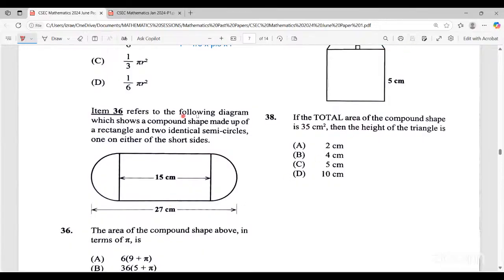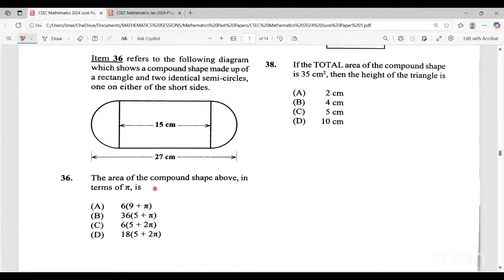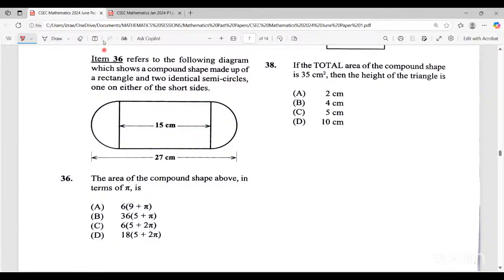Identify for the following diagram, which shows a compound shape made up of a rectangle and 2 identical semicircles, 1 on either side. Area of the compound shape in terms of pi is. So that's going to be a little iffy. We have a lot of work to do here. So I will say immediately that the 2 half circles will make 1. So I just find the area of 1 circle and add it to the area of a rectangle.